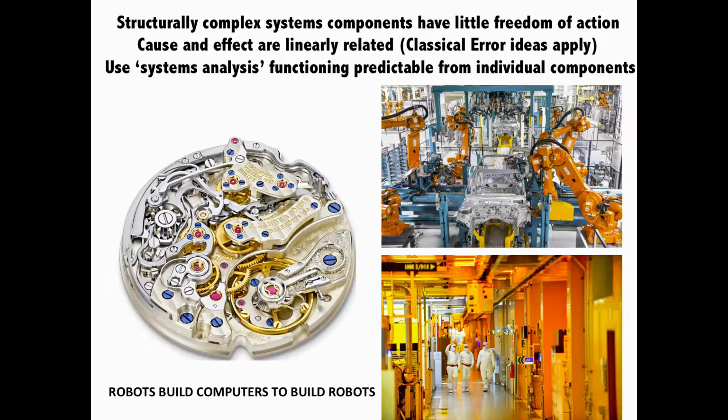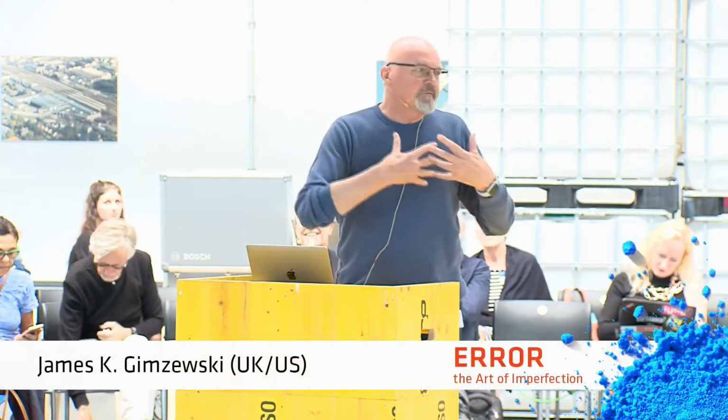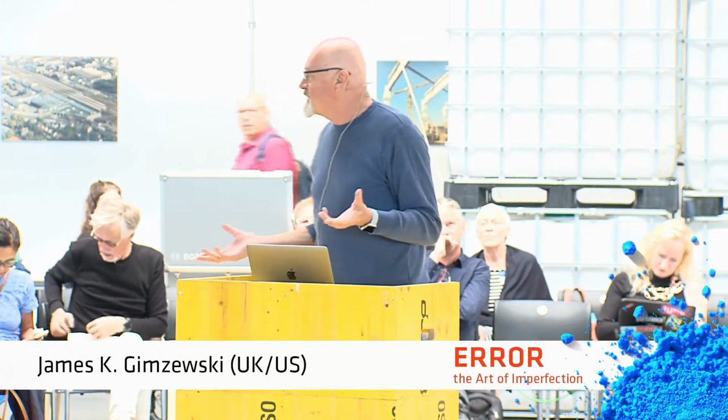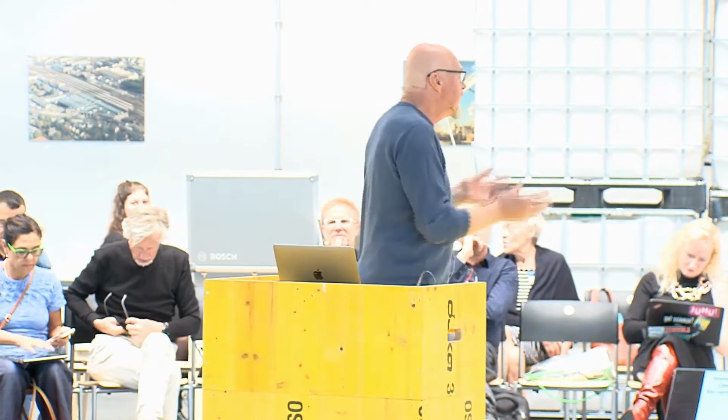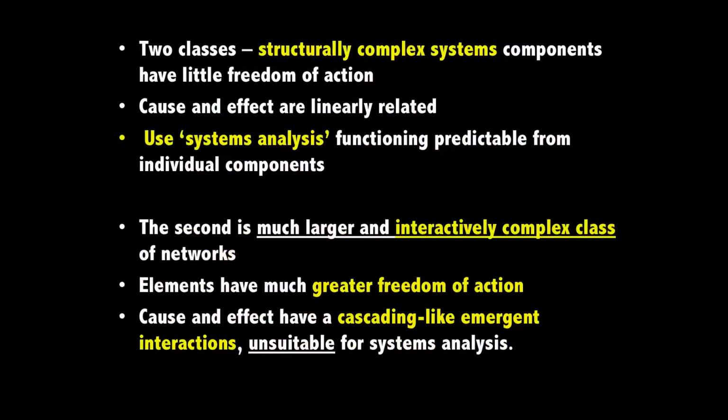Now, if we look at complex systems, and I'm very involved with complex systems, there's two types. Structurally complex systems, things like a watch, things like robots, or robots that build computers, all these things are structurally complex, but they have very little freedom of action. And so we can analyze those, and we can use this kind of concept of error analysis, you know, the normal distribution. We can work out, oh, the gears have a certain amount of play in them and so on. However, that applies only to really specific elements of technology and engineering.